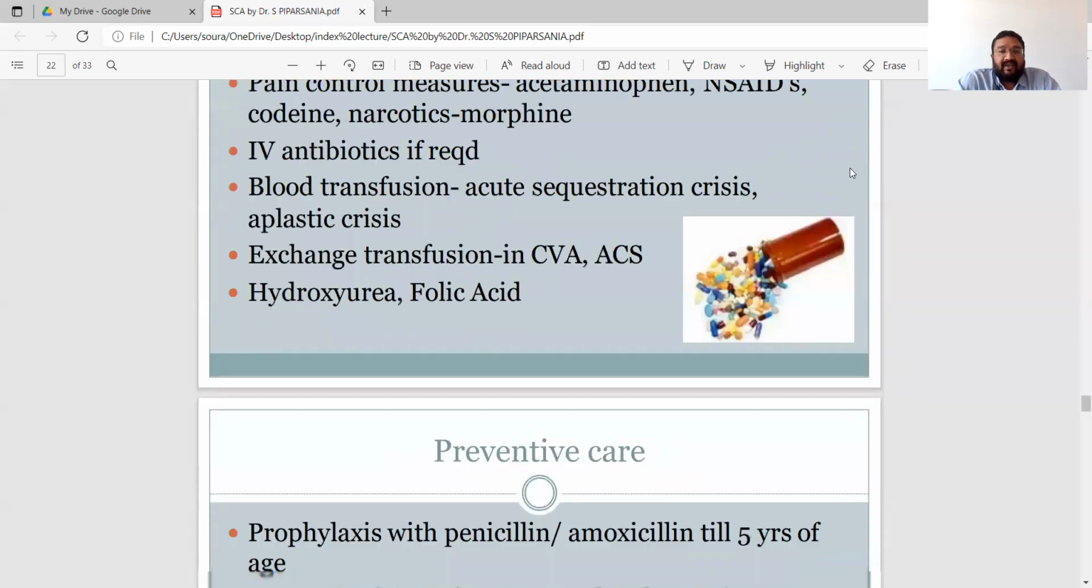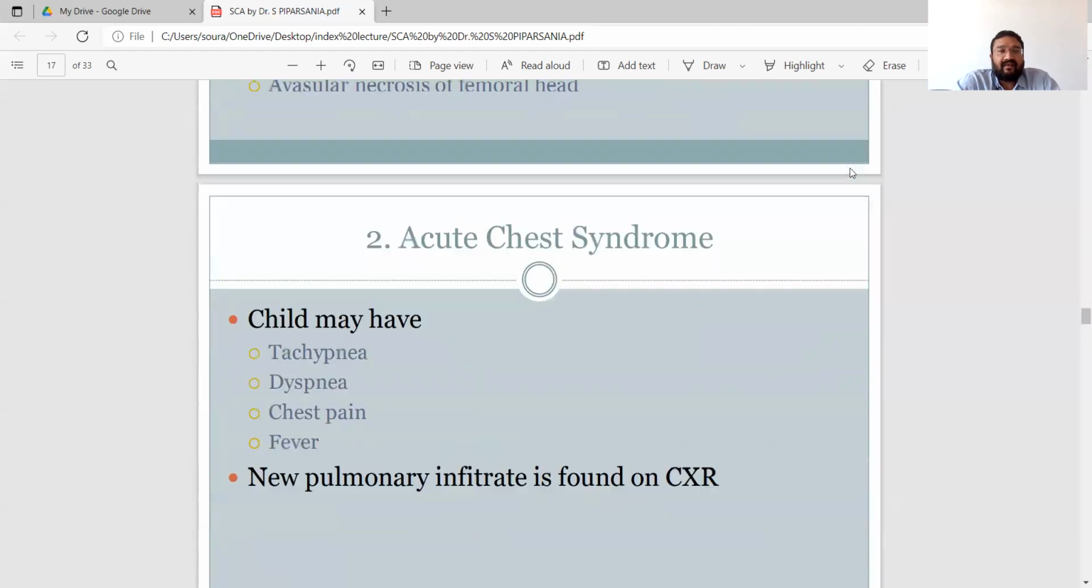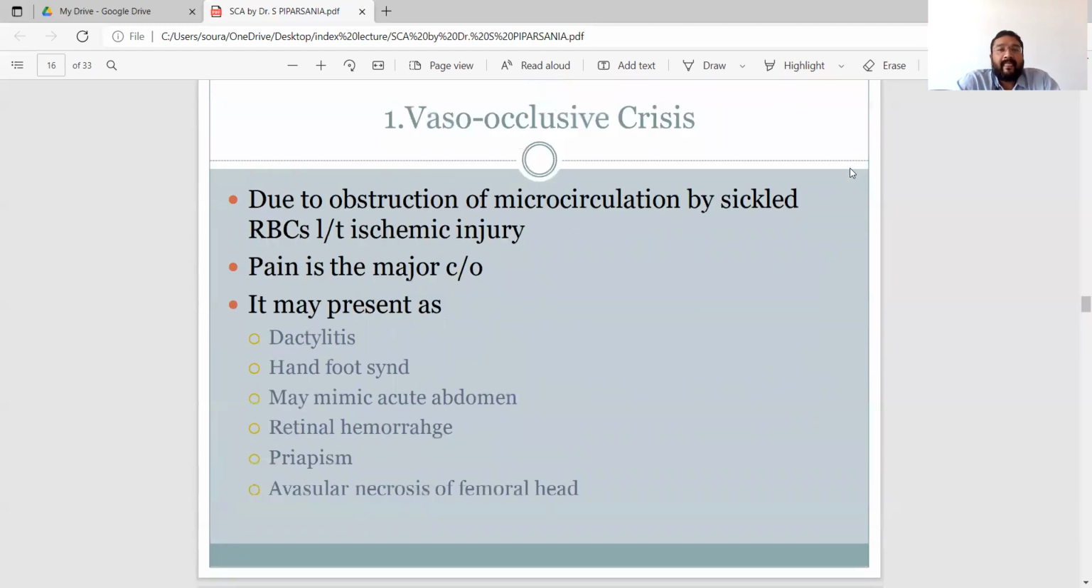Vaso-occlusive crisis is because of the obstruction of the microcirculation by the sickle cells, which leads to ischemic injury. Pain is the chief complaint, and bones which are commonly involved are femur, tibia, and lower vertebrae. Vaso-occlusion may present as dactylitis or as hand and foot syndrome, that is painful swollen hands and or feet in children.